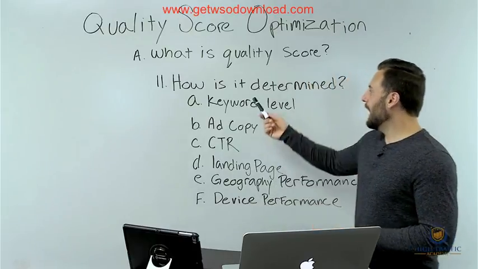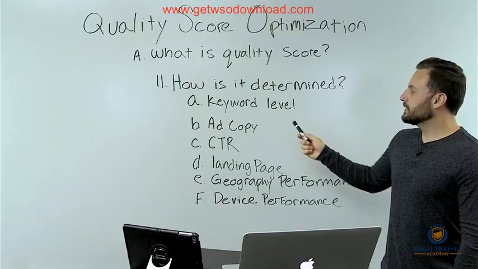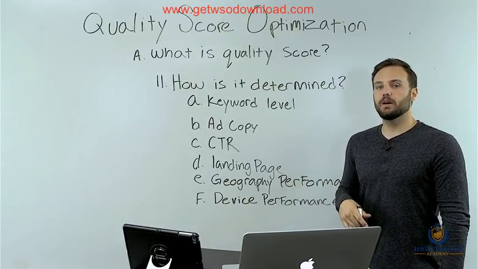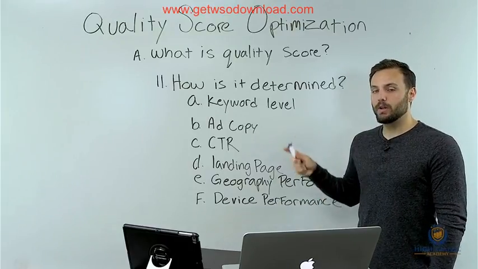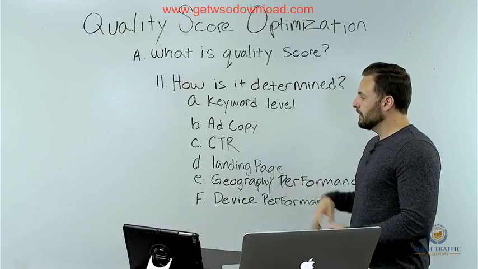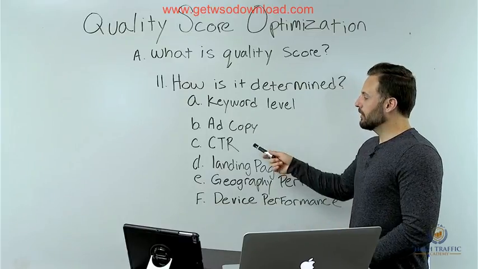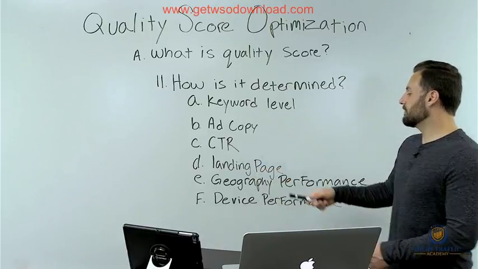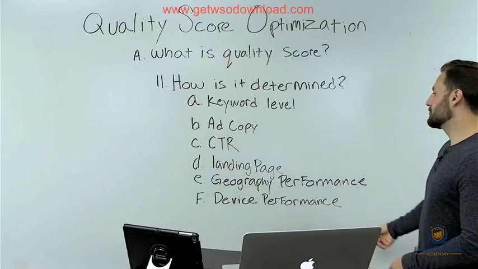So how is a quality score determined? Point A is that a quality score is assigned at the keyword level. So every keyword that you're bidding on is assigned a quality score. And that's important to understand because this is where the architecture of your campaigns comes into play and is very important. The second point is ad copy. Third is your click-through rate. Fourth is your landing page, fifth is the geography performance, and sixth is the device performance.